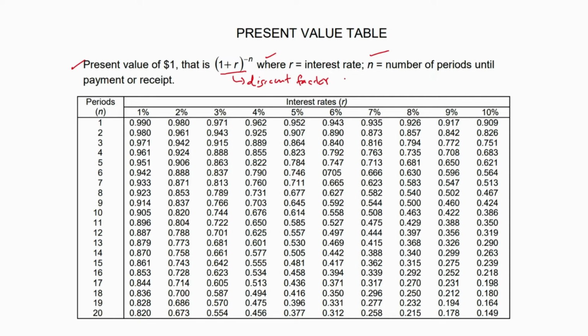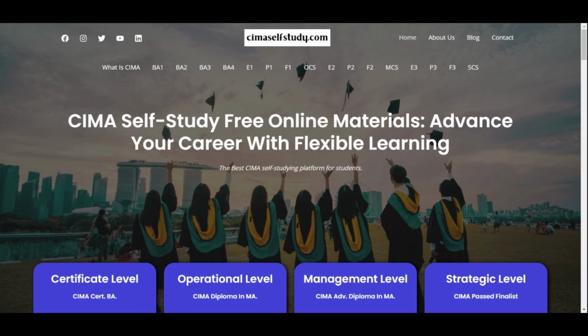So this is the table where all the discount factors are already calculated. This present value table will be provided in your exam, so you don't need to worry about calculating discounting factors. If you don't have the present value table, you can visit cimaselfstudy.com. The link will be in the first comment of this video.